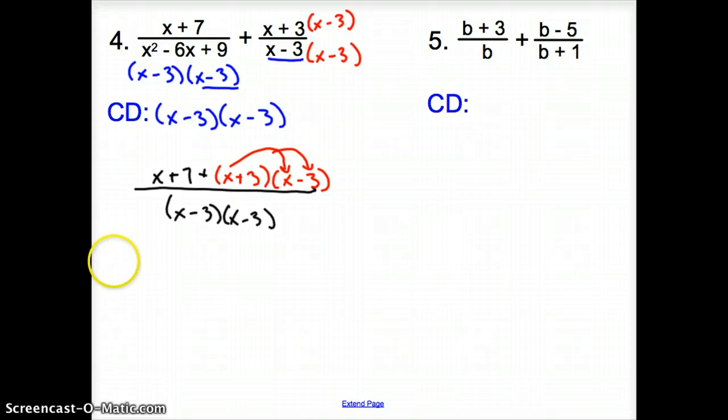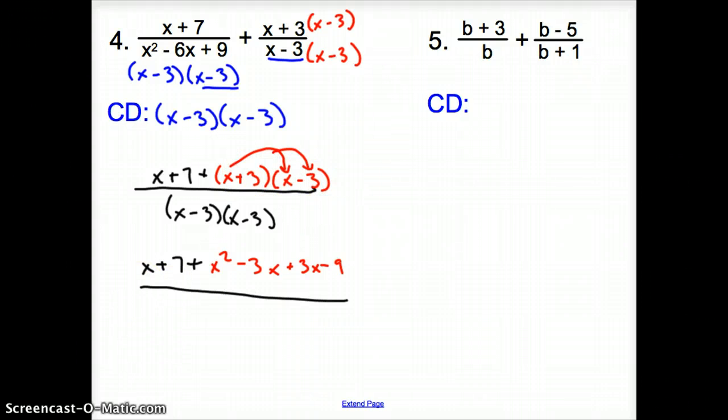So carrying some numbers down, I'm going to have x plus 7 plus now an x squared minus 3x plus 3x minus 9. We just FOILed this out. That goes over x minus 3 times x minus 3.